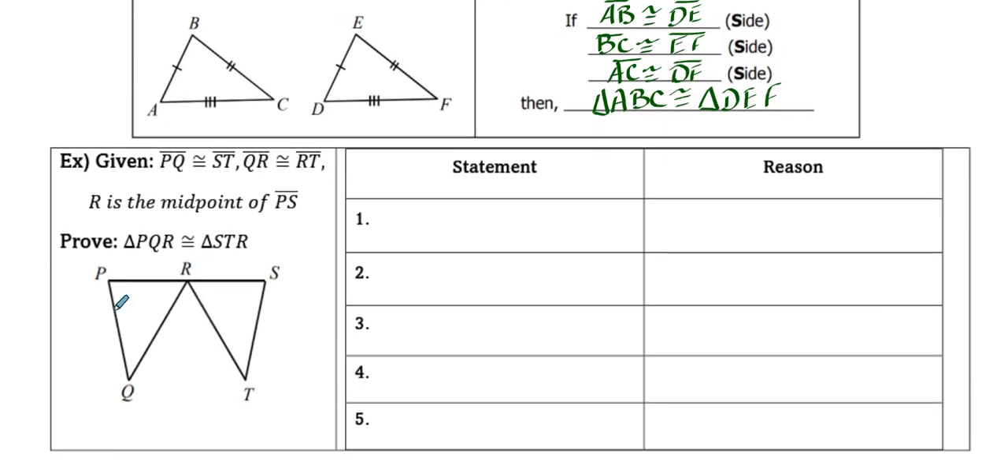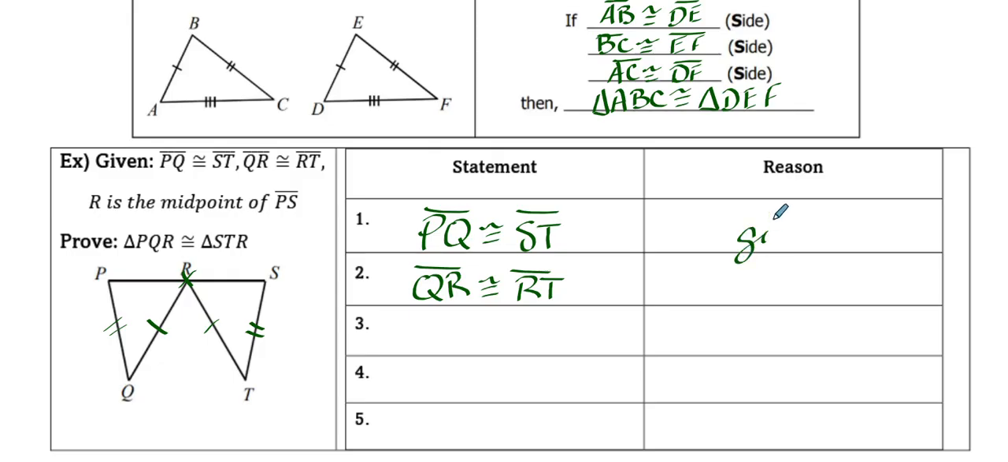Alright, so here we're told that PQ is congruent to ST, QR is congruent to RT, and that R is the midpoint of PS. So first off, let's just say our given statements. That provides us with two pairs of sides that we need. Now we just need that third pair. So we need to show that this side is congruent to this side. And that's coming from that last given statement.